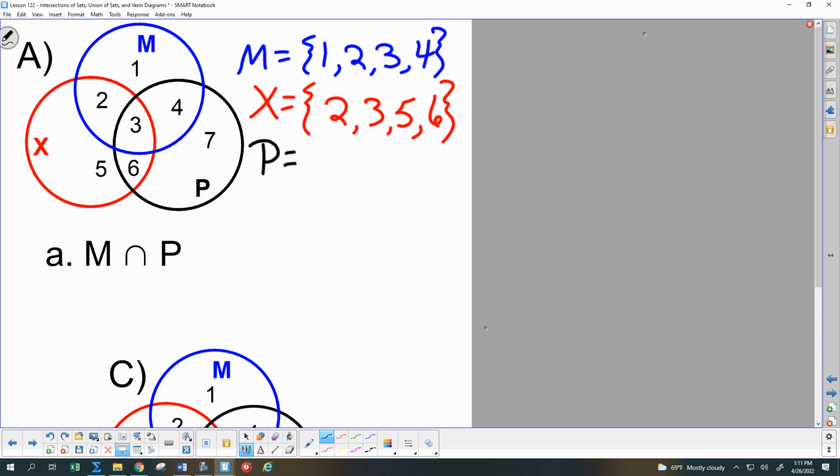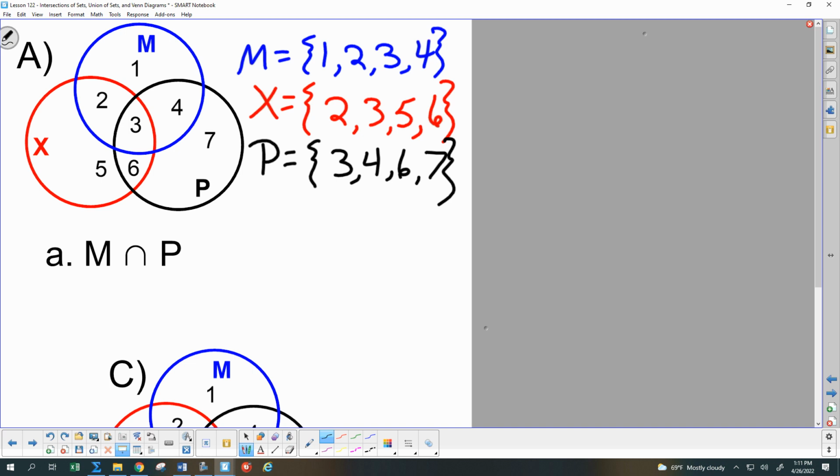And then P is our 3rd circle, our black one. What are all of the things, Melissa, that are inside the black circle? 3, 4, 6, and 7. So again, you wouldn't have to figure that part out and write that down on your homework unless I asked you for that for some reason.